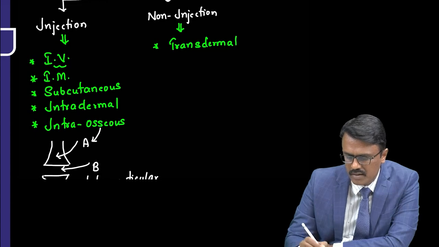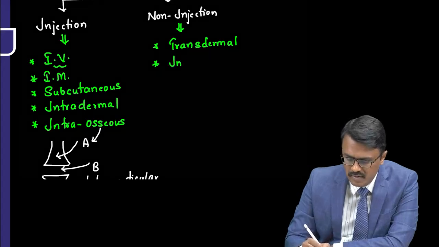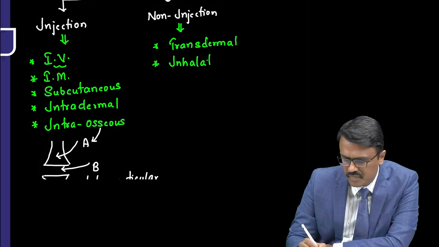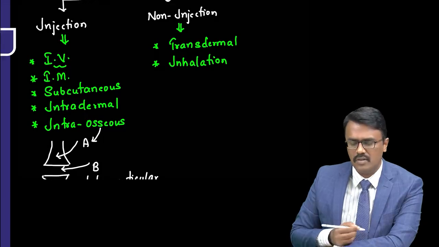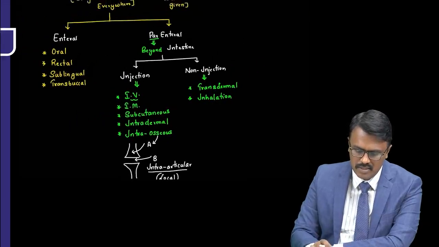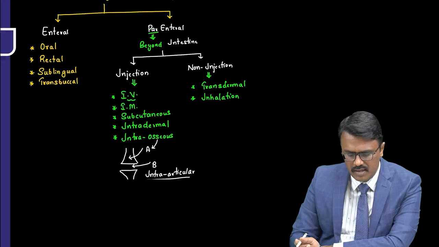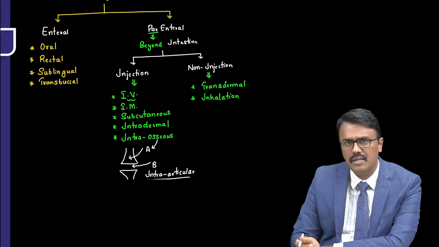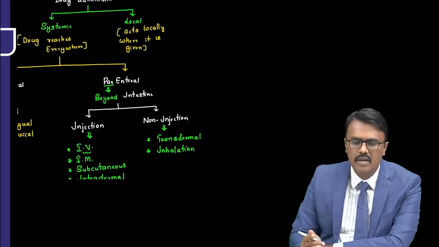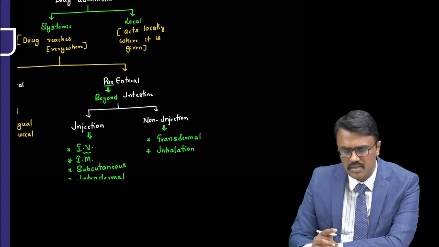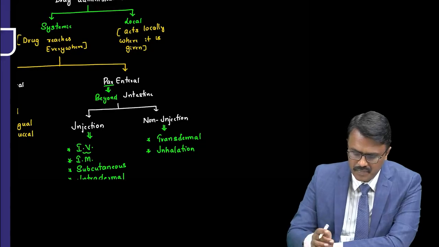So we apply the transdermal patch. The route is called transdermal. Then we have inhalation. These are parenteral routes. So this is what the classification is. Enteral, parenteral. Enteral we have oral, rectal, sublingual and transbuccal. Parenteral we have the injections and non-injections. So these are the classifications. Now once we know this, let us understand what about local routes.